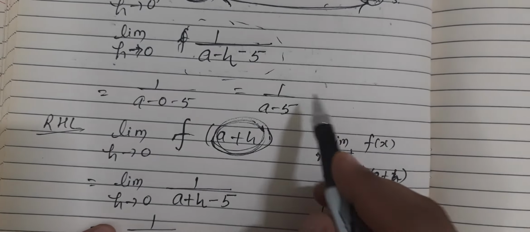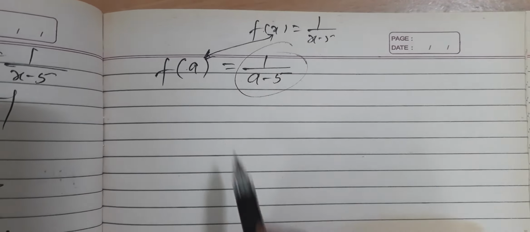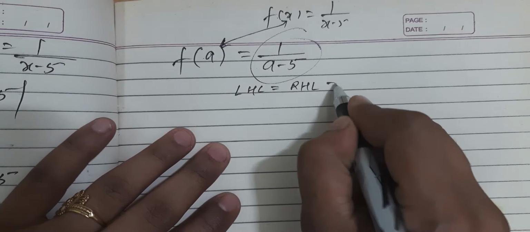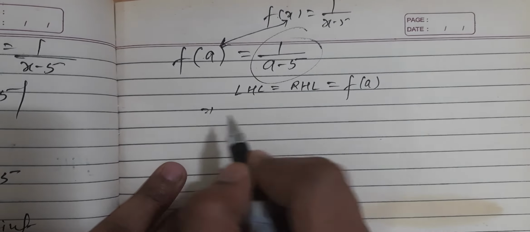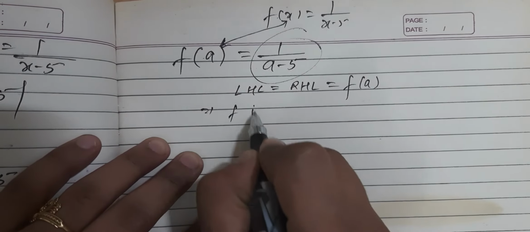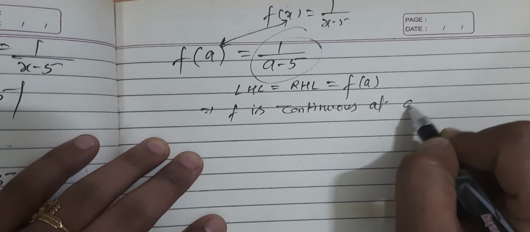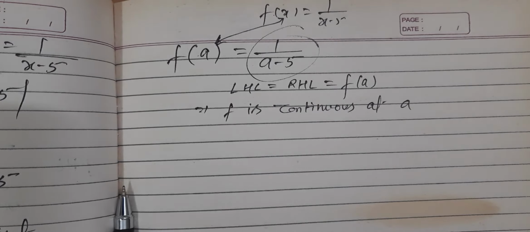So left hand limit is coming 1 by A minus 5. Right hand limit is coming 1 by A minus 5. And the value of the function at point A is also coming 1 by A minus 5. So you will write left hand limit is equal to right hand limit is equal to value of the function at point A. It means the function is continuous. F is continuous at A, and since this A is nothing but an arbitrary point, arbitrary number, so we will write f is a continuous function.